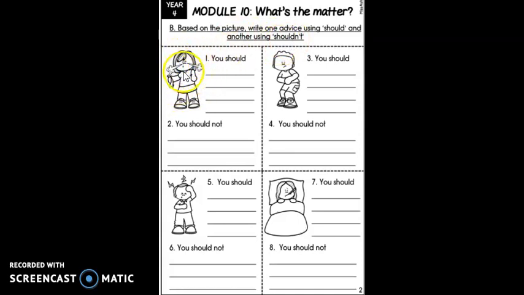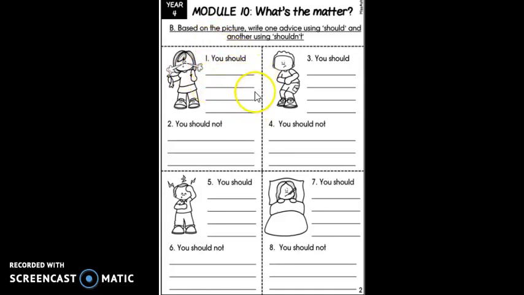Okay, this girl is having a flu. What is flu? Flu maksud dia, dia ada hingus, selesema. So, what advice should you give to this girl?